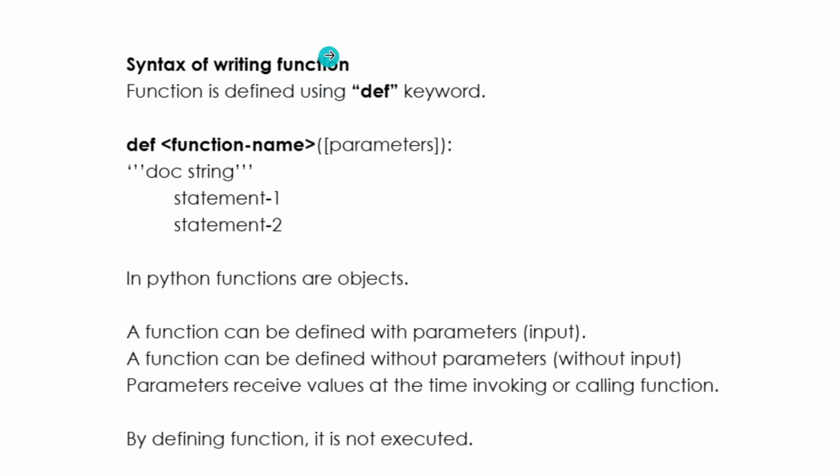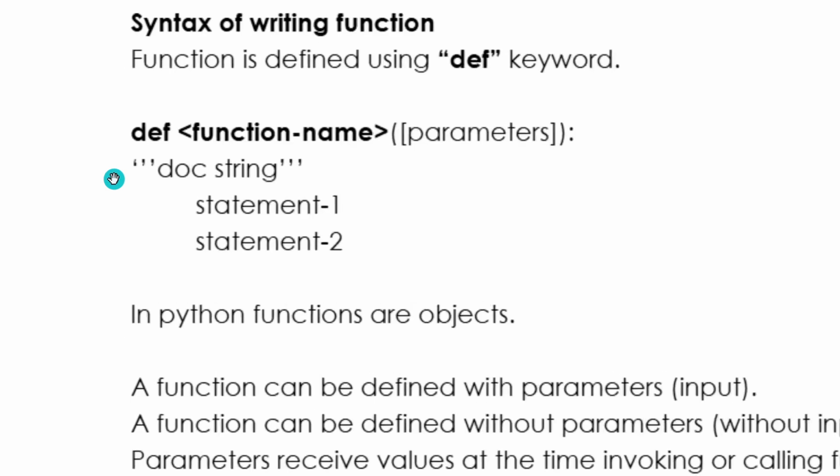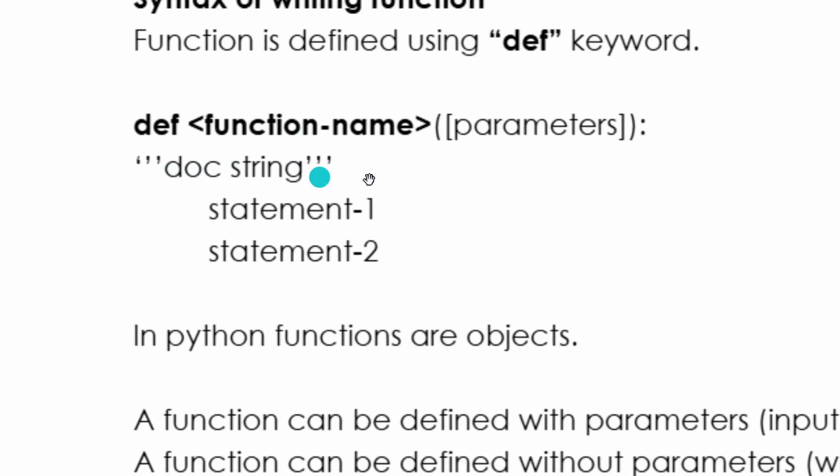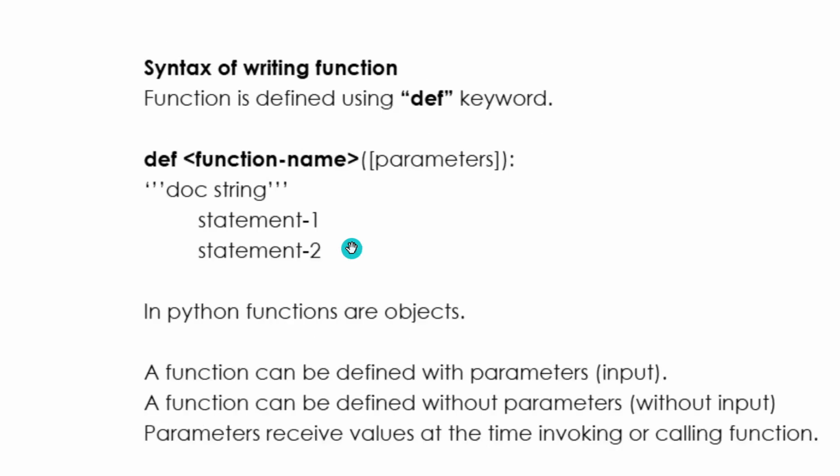It's visible. Okay, so let's see the syntax of writing a function. How do we write a function in Python? Whenever we create a function in Python, we use the def keyword and we write the function name. The function name is user defined, means the programmer can give any name to the function, and we give a list of arguments. After that, optionally, we can write a documentation string, and we can write the statements.